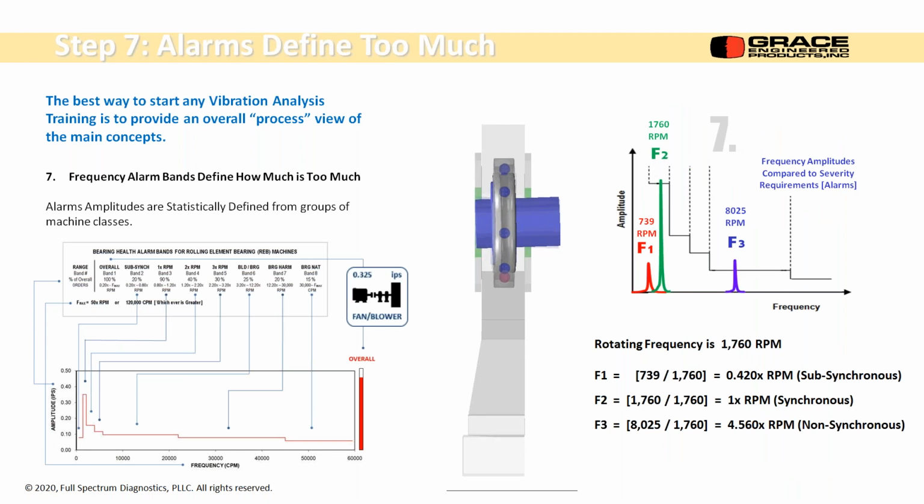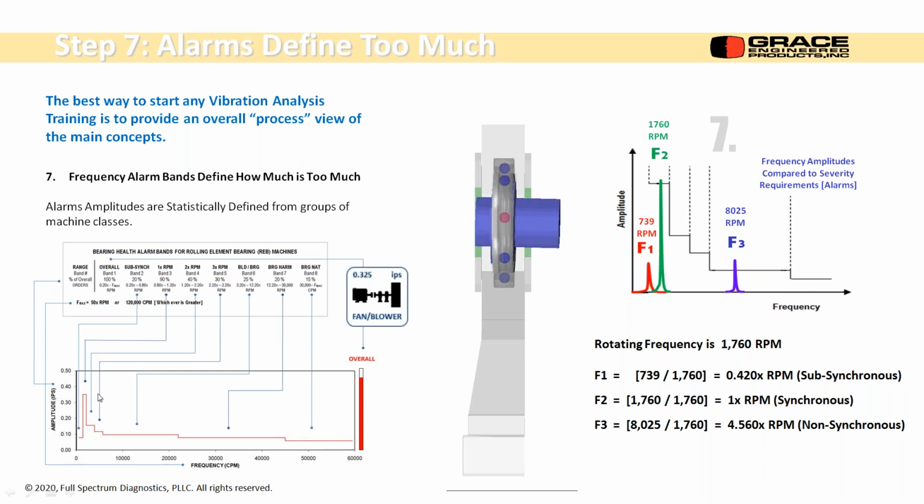Now this looks complicated, and it's pretty easy. Once you have it set up, it's kind of a cookie cutter type thing. So this was setting up alarm bands for bearing health for rolling element bearings. So we have rolling element bearings, and we're going to use this parameter. We'll have an overall level, which comes from whatever machine we have. So our overall level is going to be 0.325 inches per second. We'll have subsynchronous, which is 20% of the overall level. That's the amplitude we're going to have.